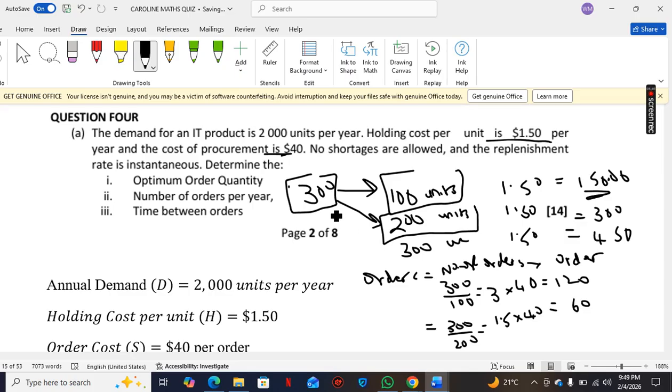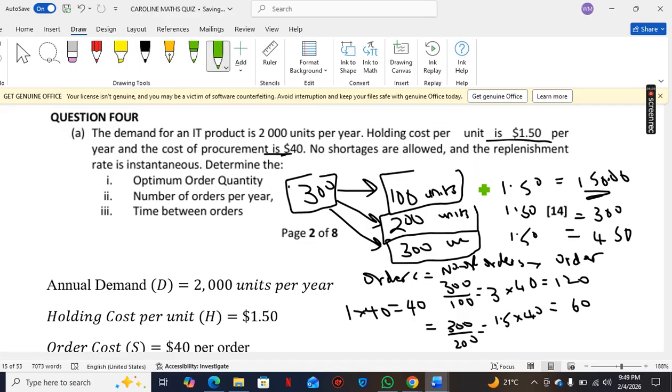If you say, let me just order all the 300 units at once, 300 divided by 300, you just have to make one order that year. One order times $40 per order, you get $40 as your order cost. So now this is the point I'm trying to explain here.